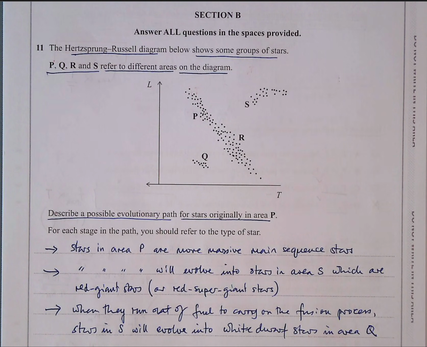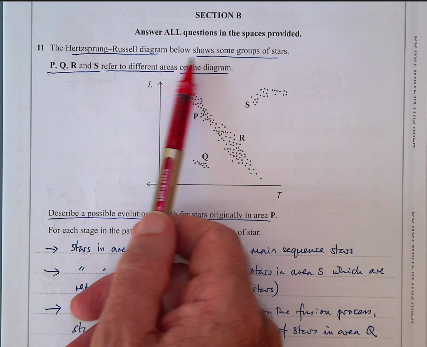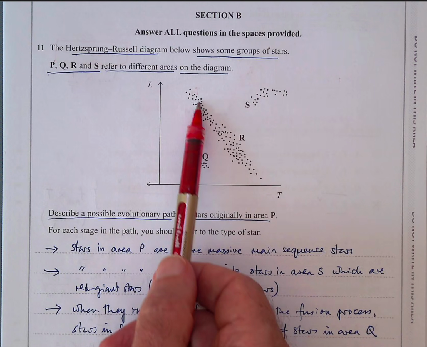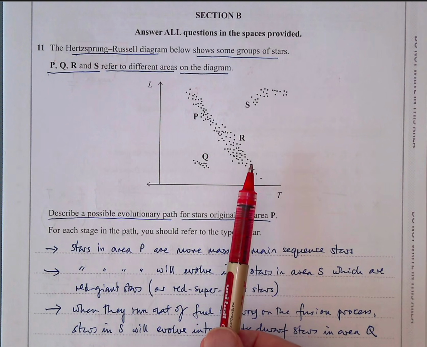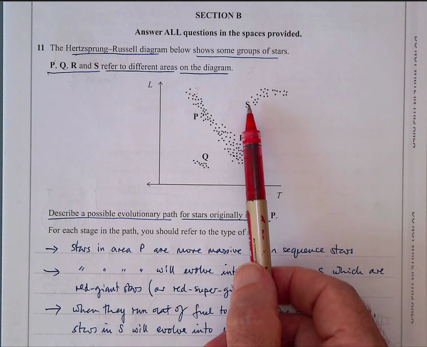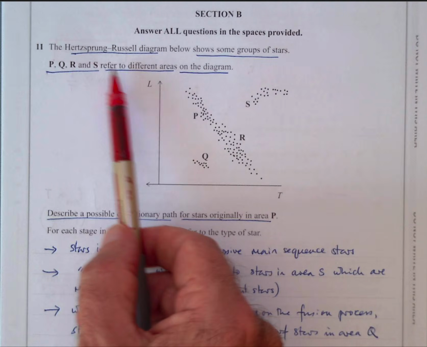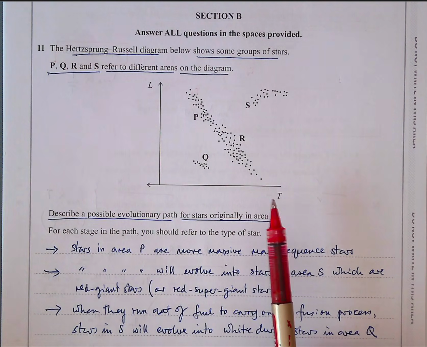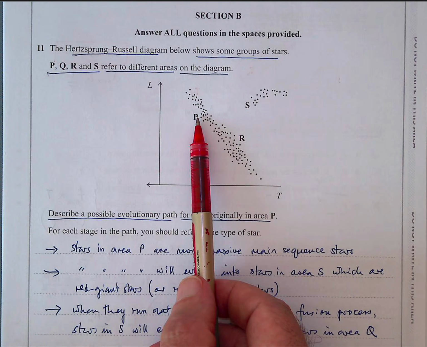Okay, so question 11 is the first question in section B, and this is a Hertzsprung-Russell diagram, which shows some groups of stars. So these ones in the middle are called main sequence stars. They want you to know that you are familiar with the Hertzsprung-Russell diagram. So these are main sequence, these are giant stars, and these are white dwarfs. P, Q, R, and S refer to different areas of the diagram. Describe a possible evolutionary path for stars originally in P. So P is a larger star.